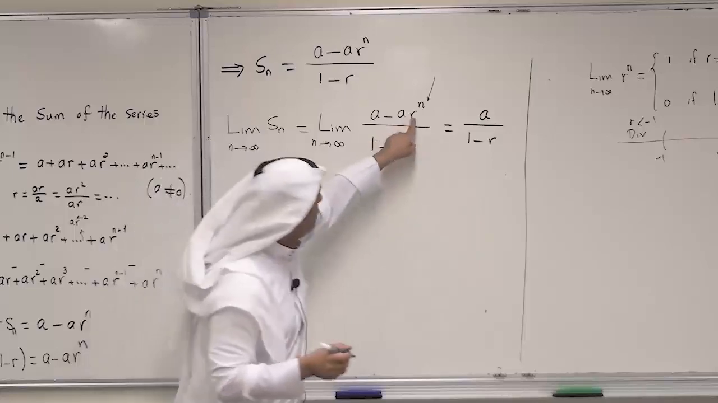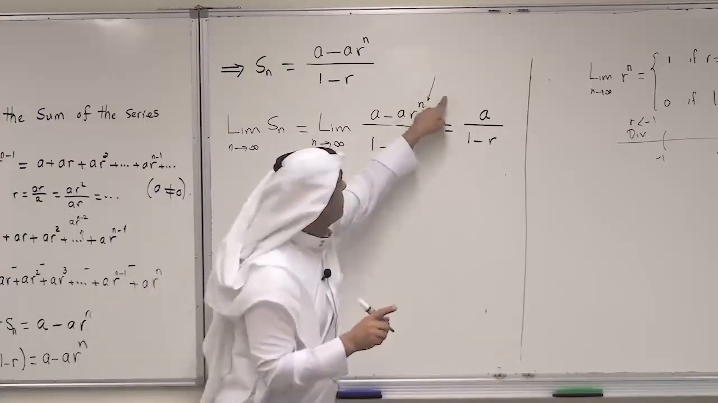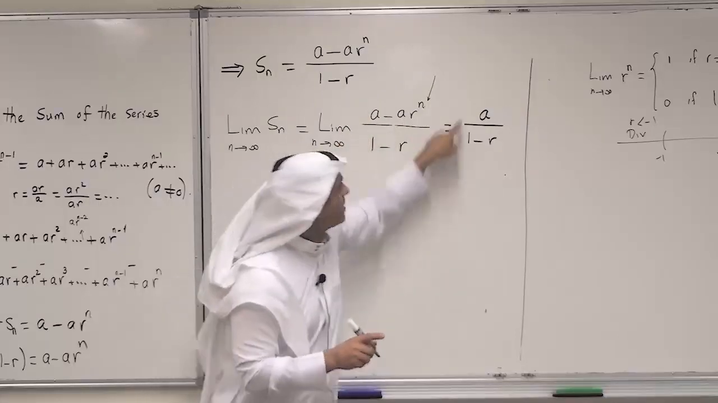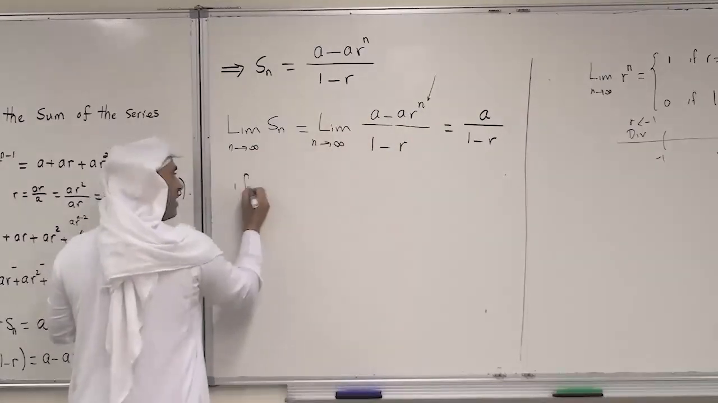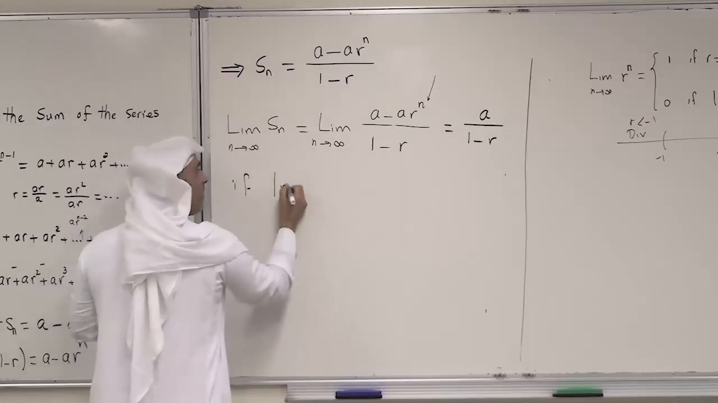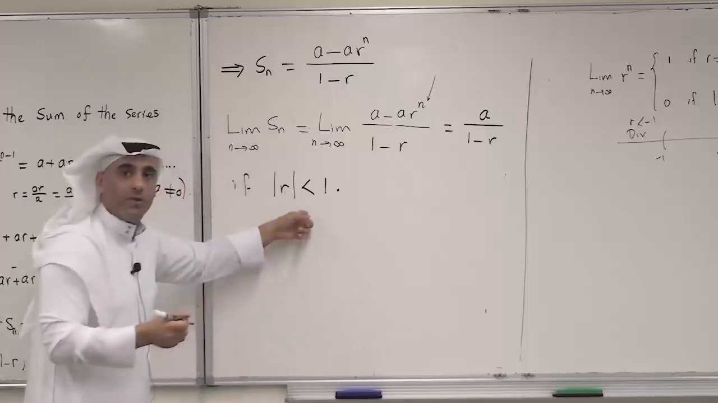Because if the absolute value of r is less than 1, strictly less than 1, then this will go to 0, and we have a over 1 minus r. So that is convergent. This is equal to this if we have the absolute value of r less than 1. Why less than 1, not less than or equal to?